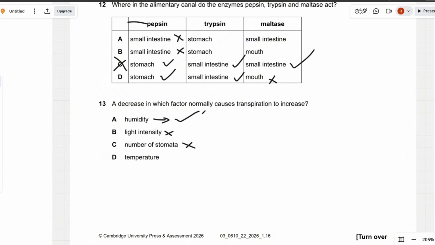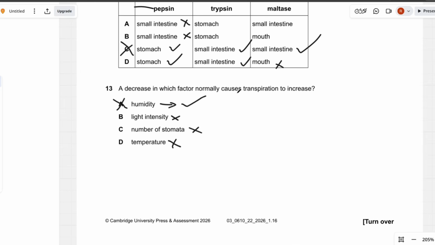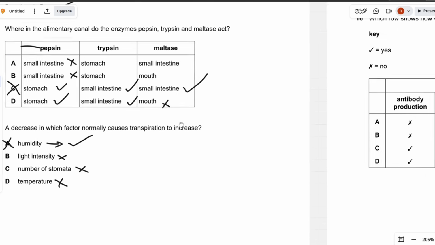Temperature, as you decrease the temperature, there is less kinetic energy of the water vapor, therefore the rate of diffusion will actually drop, so transpiration will decrease, and the only correct answer here then is humidity. As we decrease humidity, the concentration of water vapor molecules outside will actually drop, and therefore there will be a steeper concentration gradient and a higher rate of diffusion.